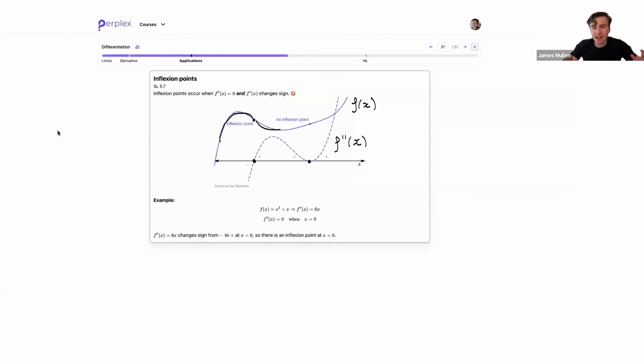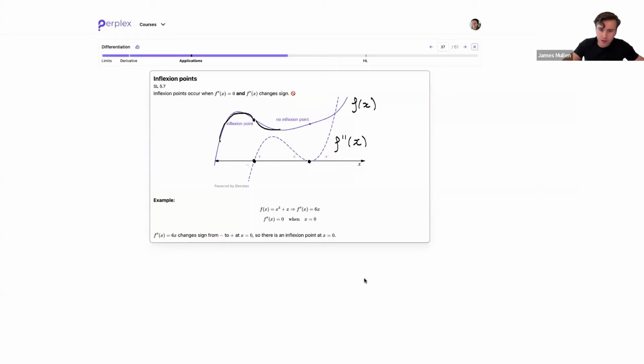Now, I've never seen an example in the IB where you have a function that has a 0 for its second derivative but doesn't cross the axis, because that would be really, really tricky to give you. But if there was ever a graphical question where they showed you the second derivative, I would want to make sure that you guys knew that.